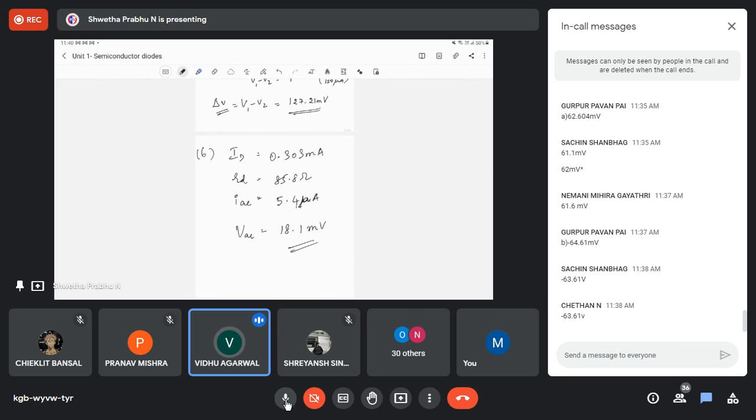Ma'am, how much difference between the values will be accepted? Like, I've got 18.08 millivolts.